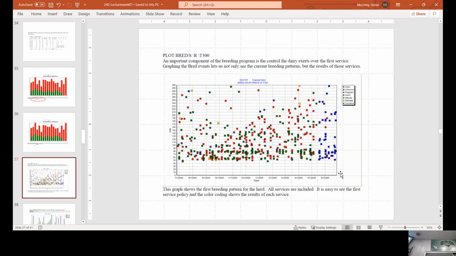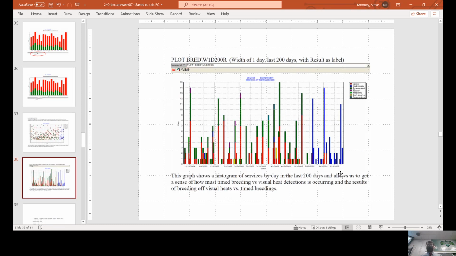So we got all breedings here. So you're going to have animals that are going to work their way up the chart as you move through. Have they conceived? What are they doing? What part of the year is not quite as good? So taking a look at that.